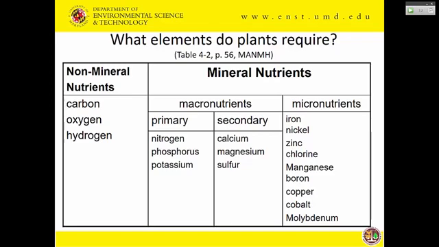Typically, macronutrients exist in plants on a dry weight basis in percents, and micronutrients are measured in plants in parts per million. Right? And it might be a lot of parts per million, like iron might be as high as 100 parts per million, and molybdenum might only be a fraction of a part per million.